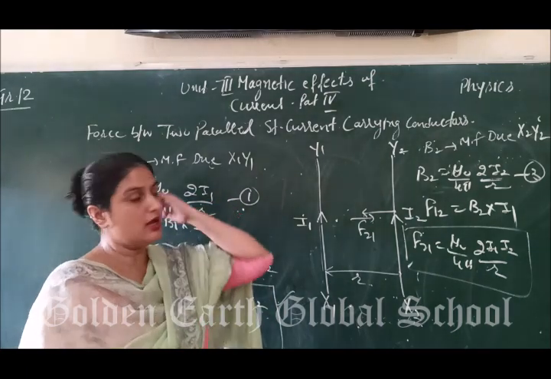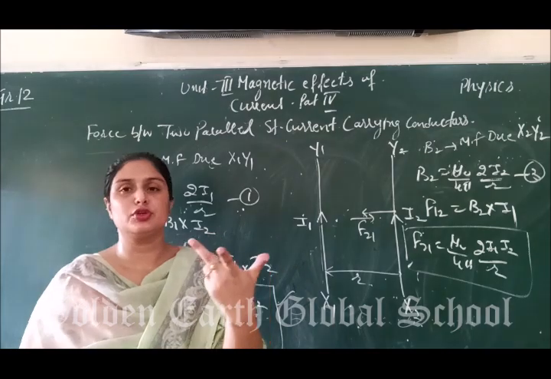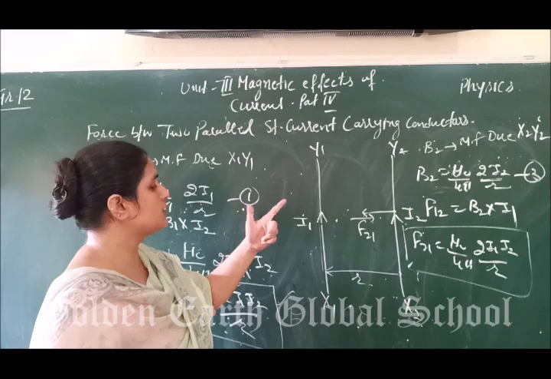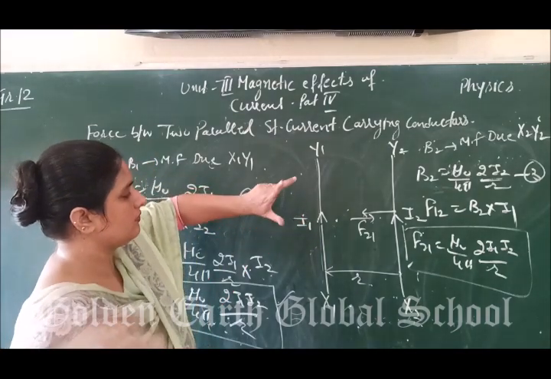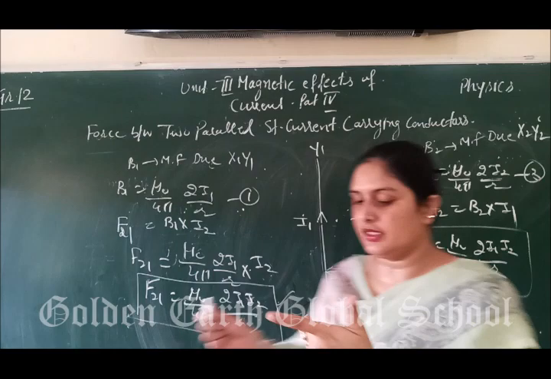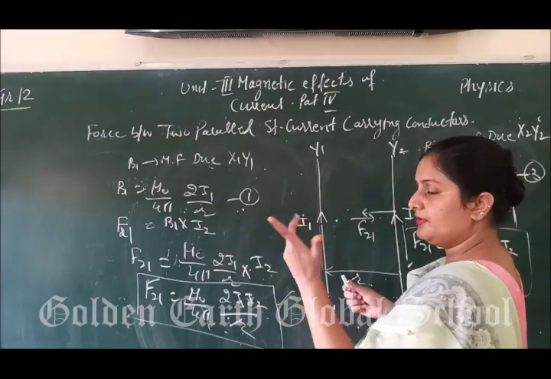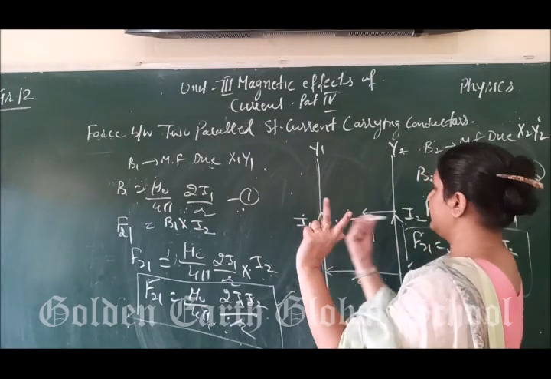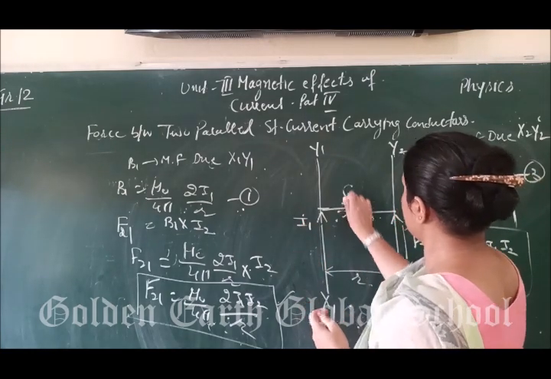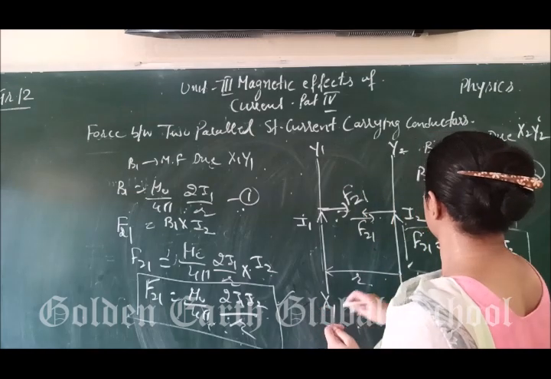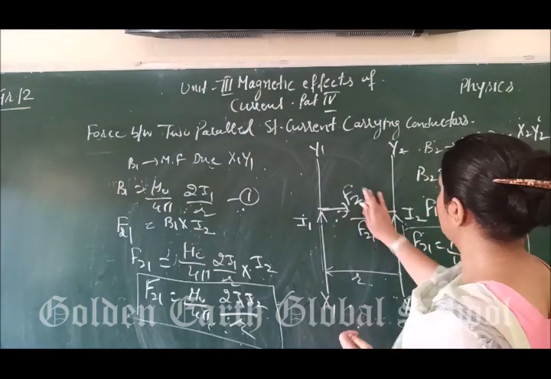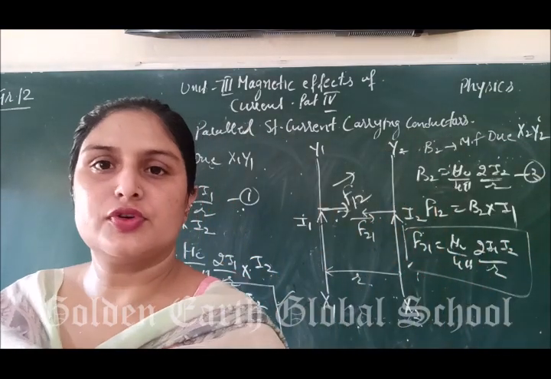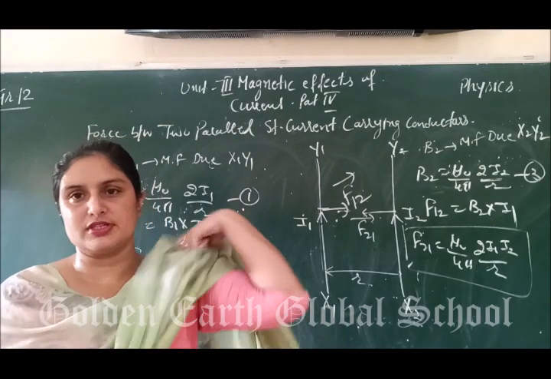What about the direction of the force here? Again we are going to use Fleming's left hand rule. I am going to use it like this. The field is outward, current is upward, and the thumb is going in this direction. So this is the direction of F12. So these forces are acting towards each other. Equal and opposite forces are acting there.